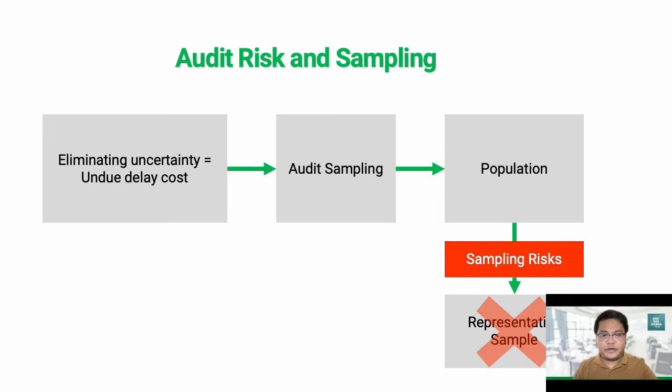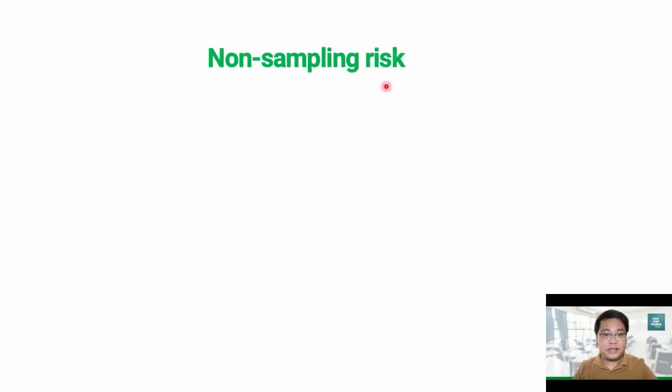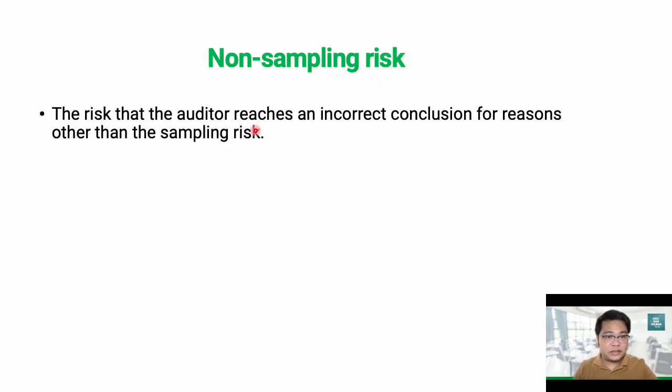However, we are not only faced with sampling risk. We also have to consider non-sampling risk. Non-sampling risks are the risks that the auditor reaches an incorrect conclusion for reasons other than the sampling risk. Remember, sampling risk is the risk that the items that we have selected are not representative of the population. Even if we select items that are representative of the population, whatever conclusions we draw from the sample are true with respect to the population. However, there could still be non-sampling risk involved.